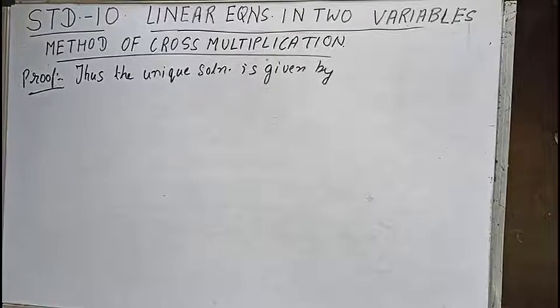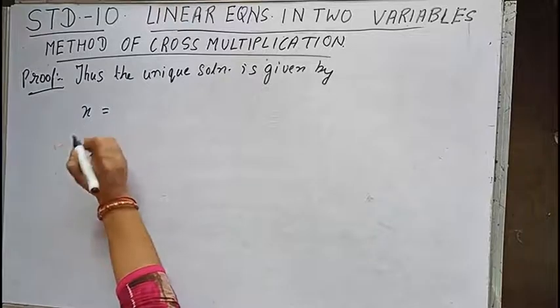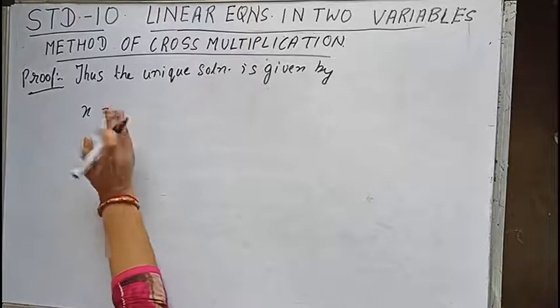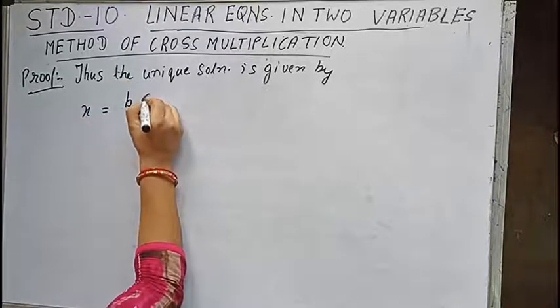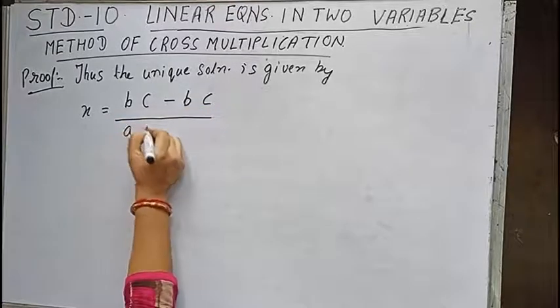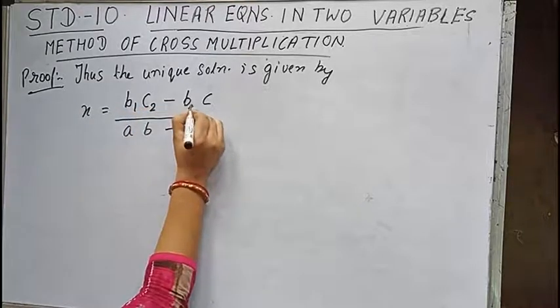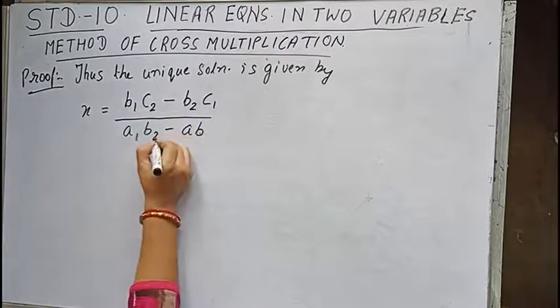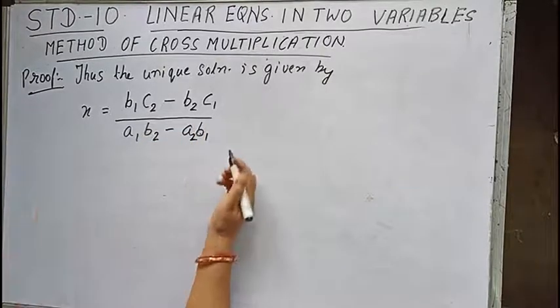Thus, children, the unique solution for the given system of equations is x equals to... Now remember, the coefficient of x was a1 a2, so we will not be writing a1 a2. We will be writing, after a, it comes b and c. We will be writing bc minus bc, and in the denominator we will be writing ab minus ab. After that 1 2 2 1, 1 2 2 1. If you can remember without this trick also, you can do it.